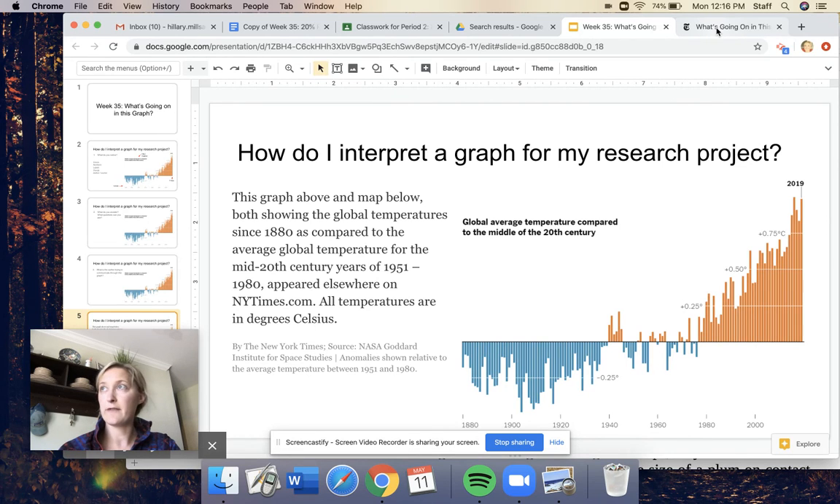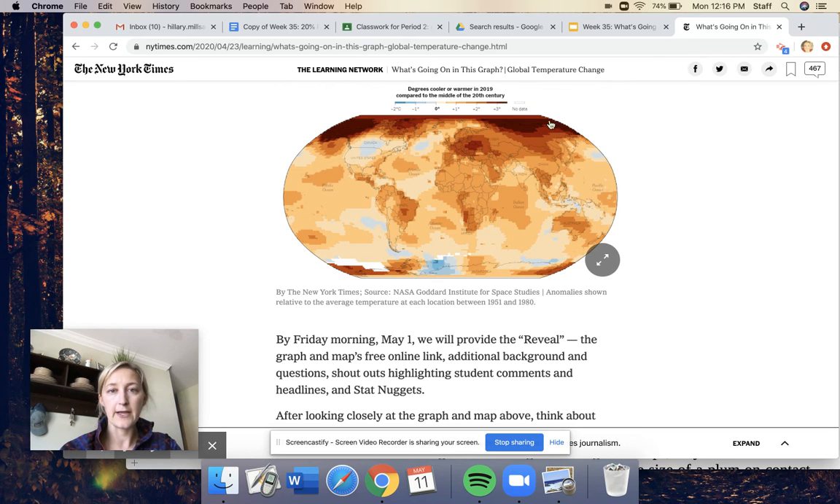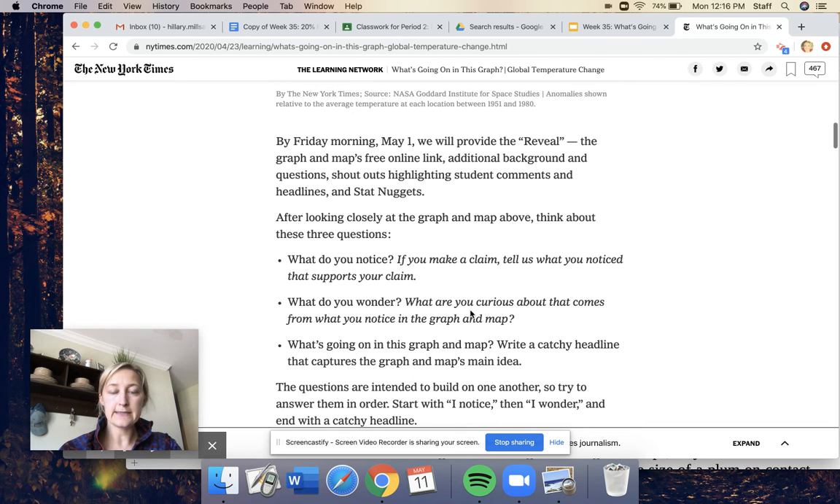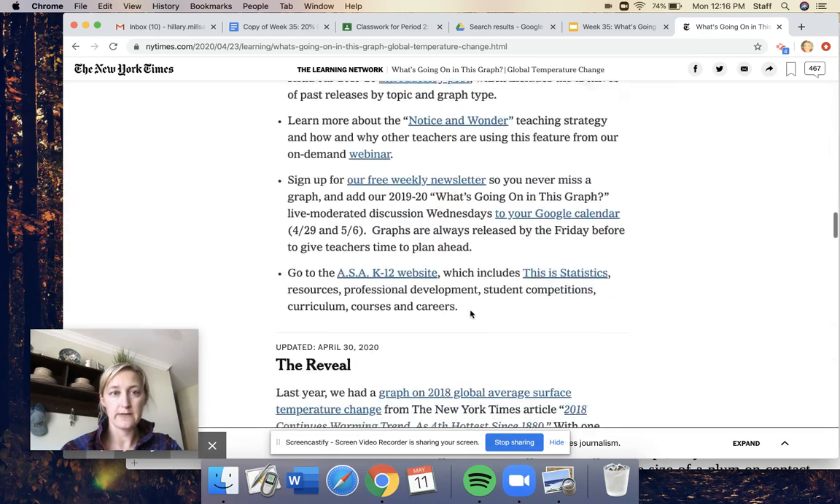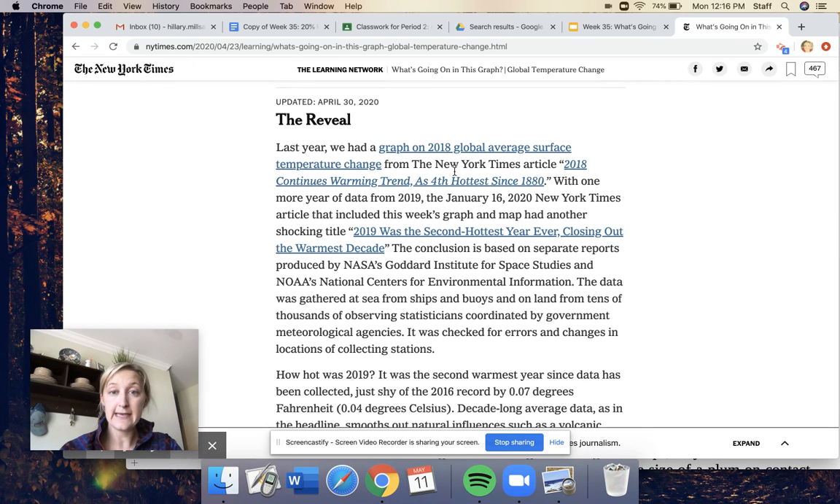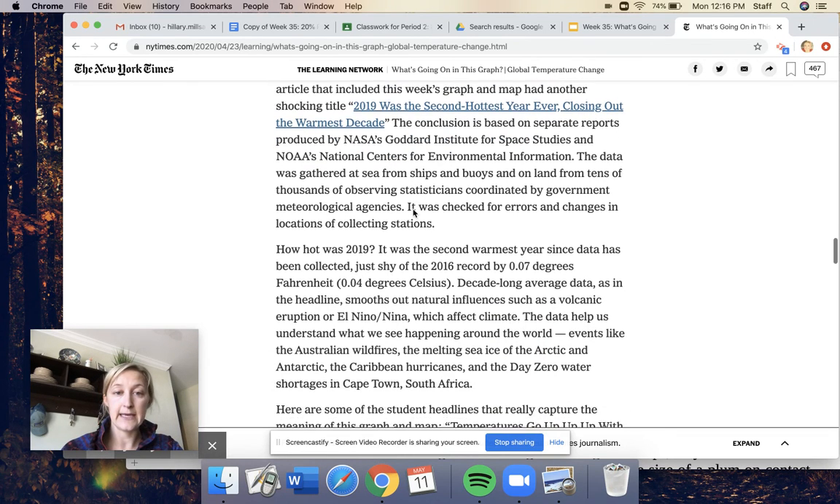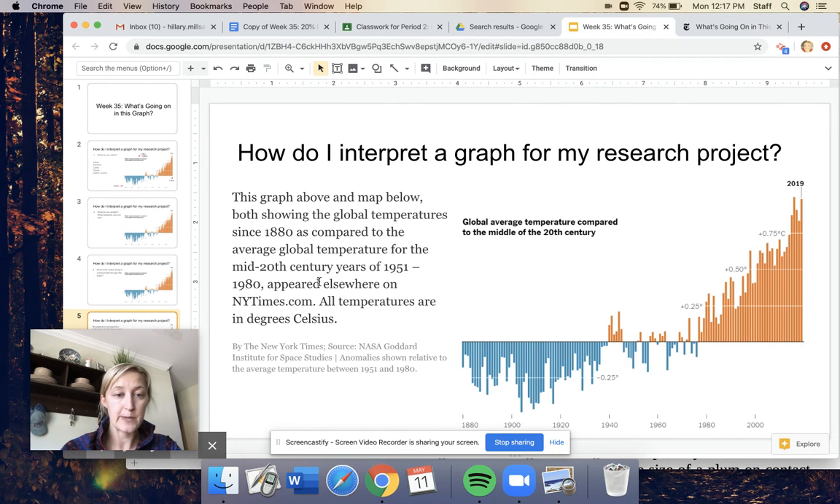Now, if I read more of that article, I can see another graph that I could use. And I can also see comments from other people about this graph that actually I think is really helpful. And we see in here that we're talking about a warming trend, the fourth hottest since 1880. And I'm seeing information about why that increase is negative and what it has to do with climate change. And again, that can help me with my research project.